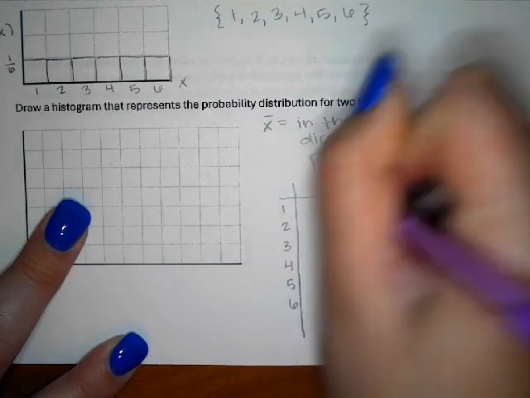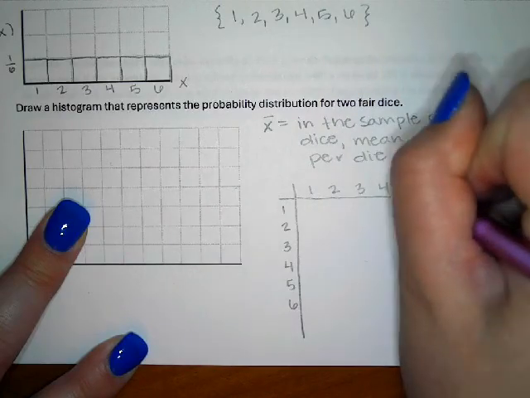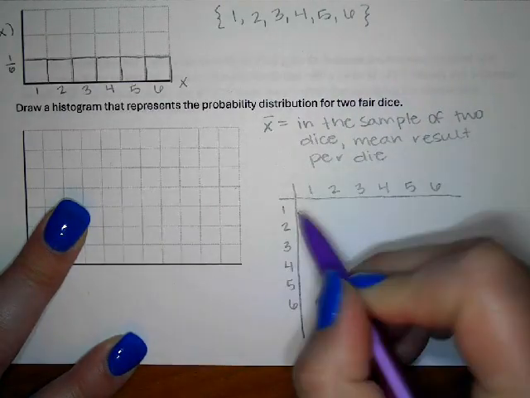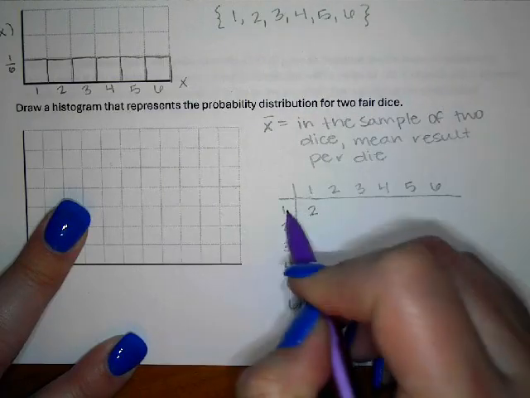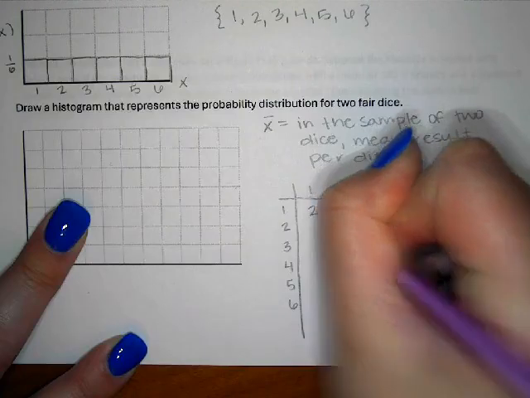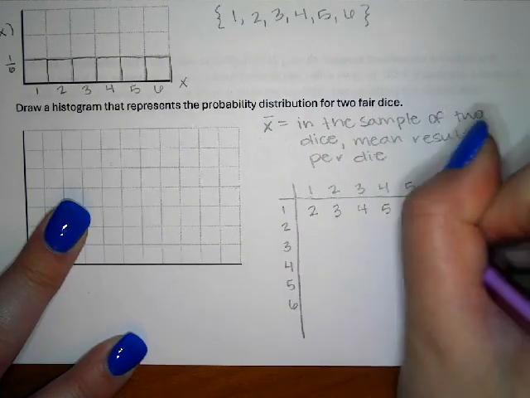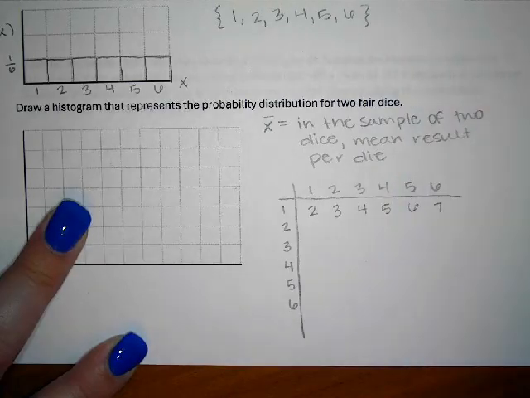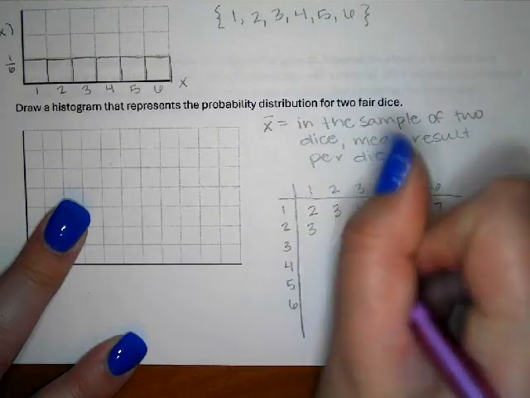Sorry, plural, dice. Roll 1 die, roll 2 dice. Okay, so if I roll a 1 and a 1, that means I got 2. If I roll a 1 and a 2, that means I got 3. A 1 and a 3, that means I got 4, 5, 6, 7. If I roll a 2 and a 1, that means I got 3. A 2 and a 2 means I got 4.